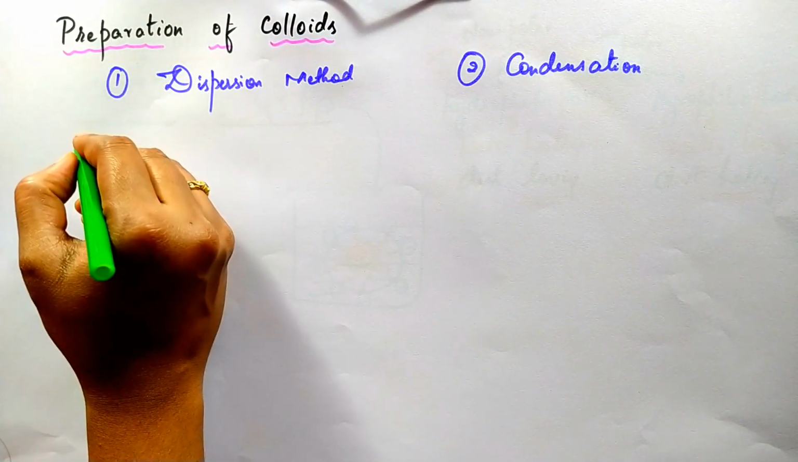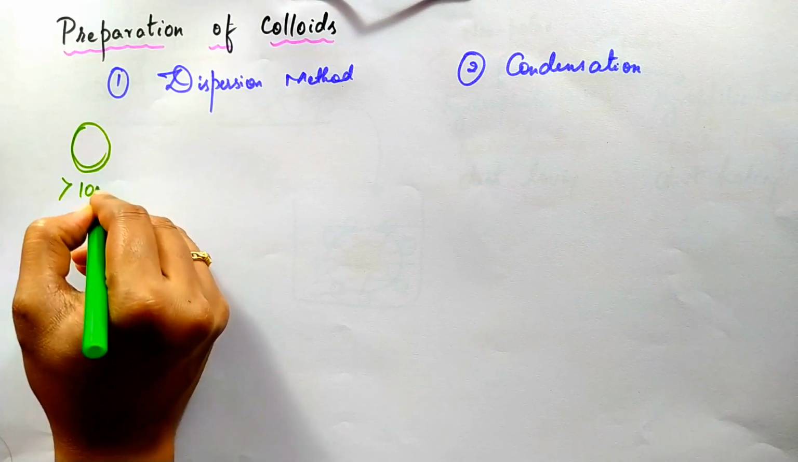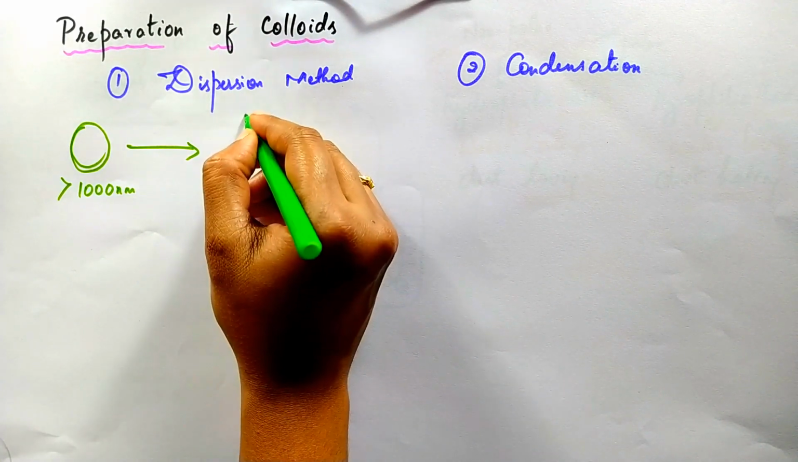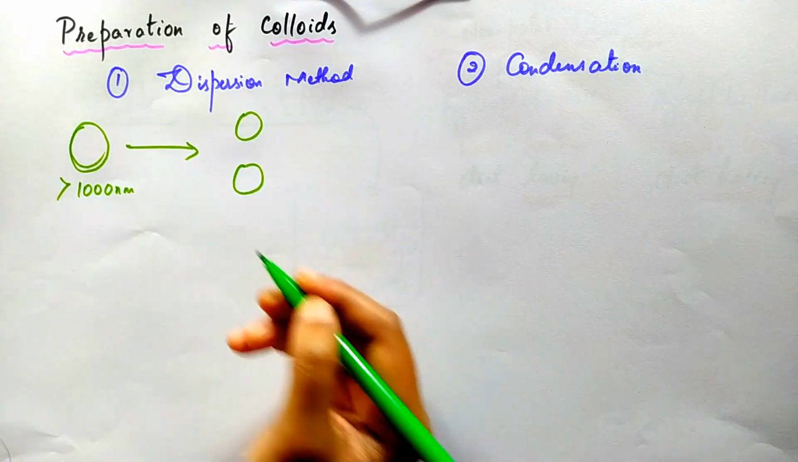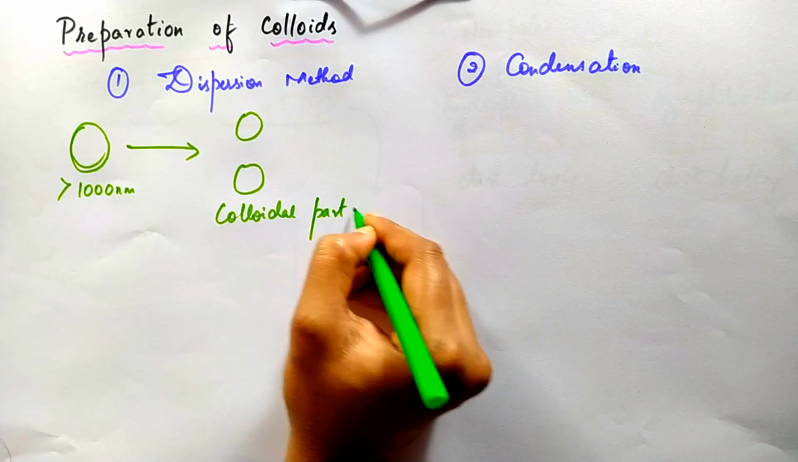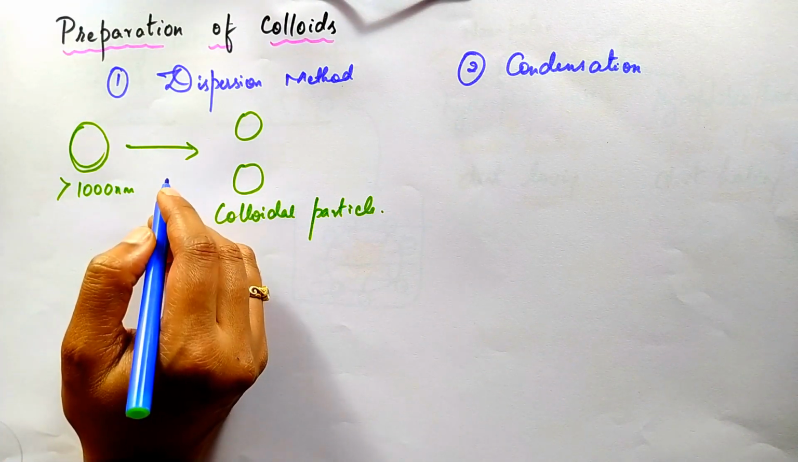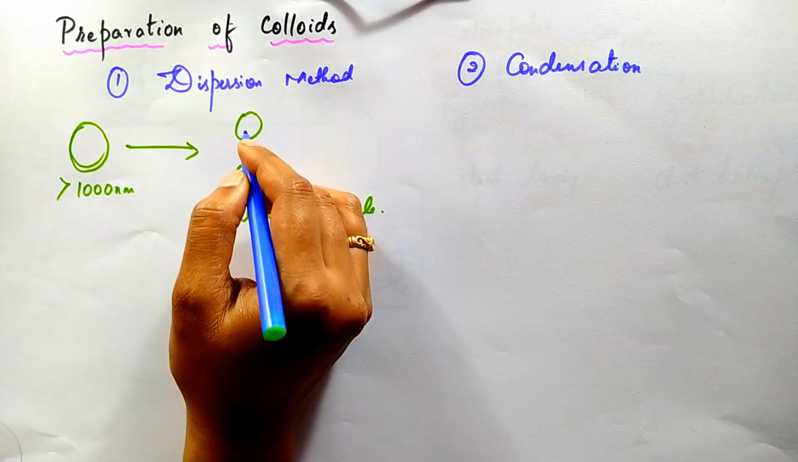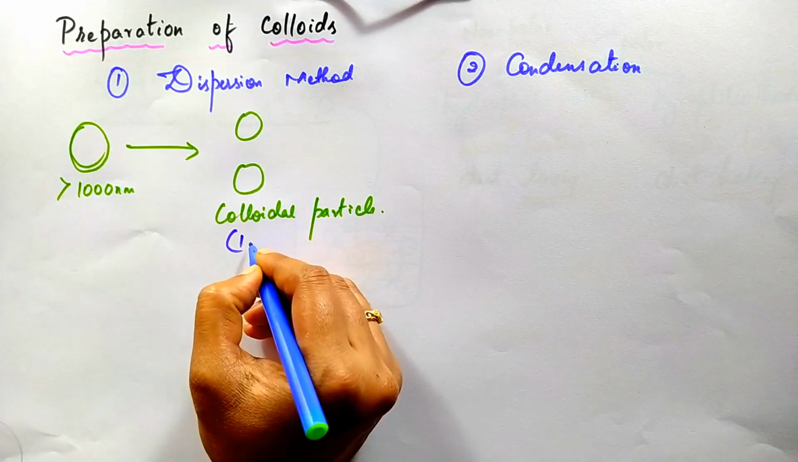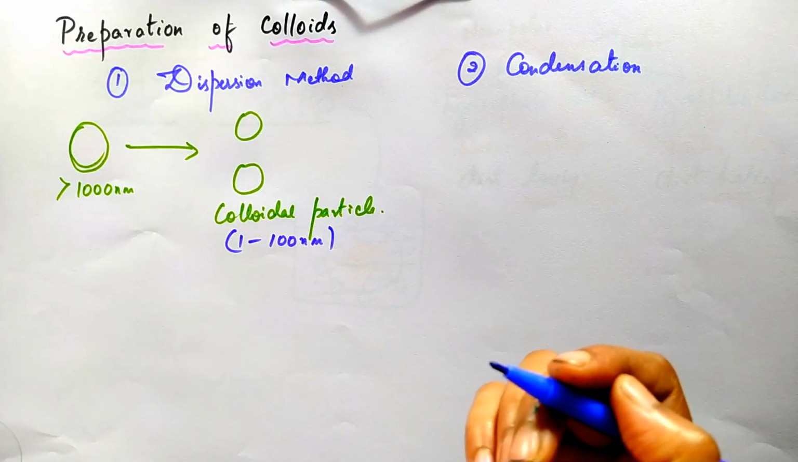If the particle size is greater than 1000 nanometer, then the particles are split into small particles, that is colloidal particles, and this is called the dispersion method. If the particle size is greater than 1000 nanometer, then it is converted into smaller particles, that is colloidal particles, ranging from 1 to 1000 nanometer, is called the dispersion method.